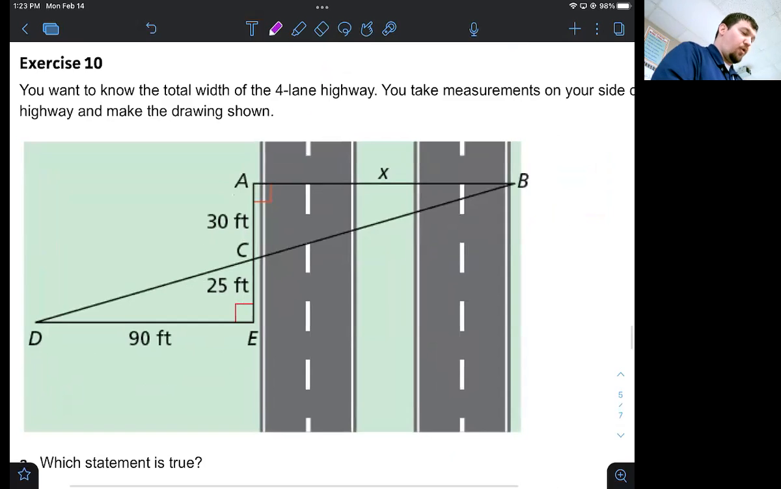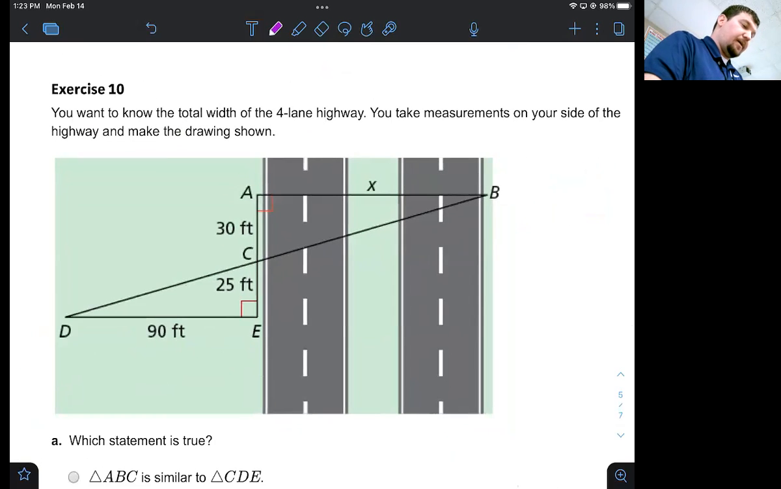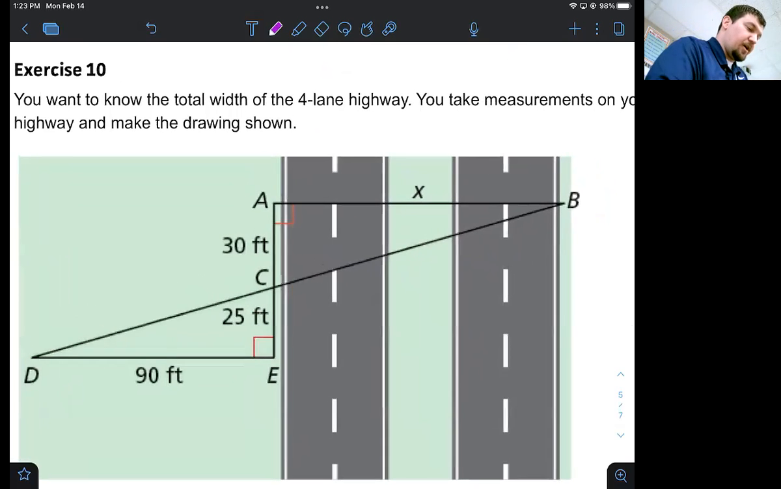Number 10. You want to know the total width of a 4-lane highway. So you take measurements on your side of the highway so you don't die. You make this drawing. And so X is the length of this entire side AB here, which I've coded and colored in purple there. We again can prove that they are the same according to Deegan.